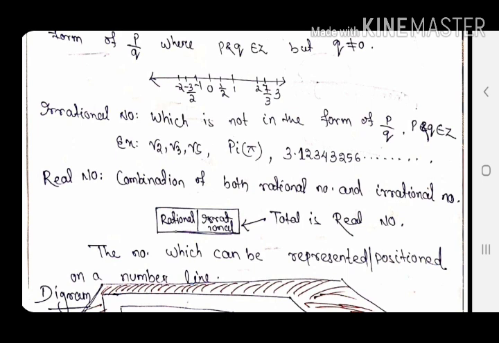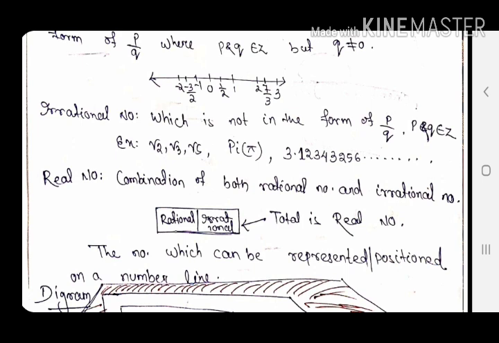Please see the graph or the picture I have drawn. One part, one room, or one aspect is rational, exactly the other is irrational, and the combination of both rational and irrational is the real number. So what is a real number? It is the combination of both rational number and irrational number. That is the exact definition of real numbers: the combination of both rational and irrational, or we can say, the numbers which can be represented or positioned on a number line.